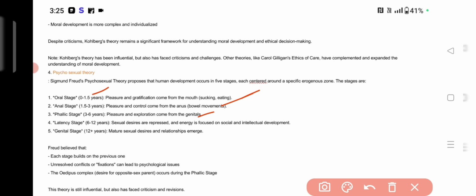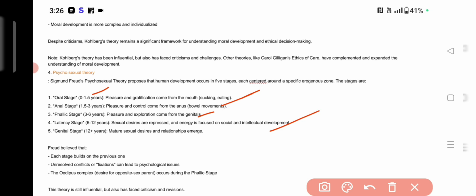And the next is the latency stage, that is 6 to 12 years. That means middle childhood and later childhood also. So here the sexual desires are repressed and energy is focused on social and intellectual development. That means they want to make relationships with other people in society, and they want to enjoy the company of others, being with them and talking with them and everything. They will build relationships with others.